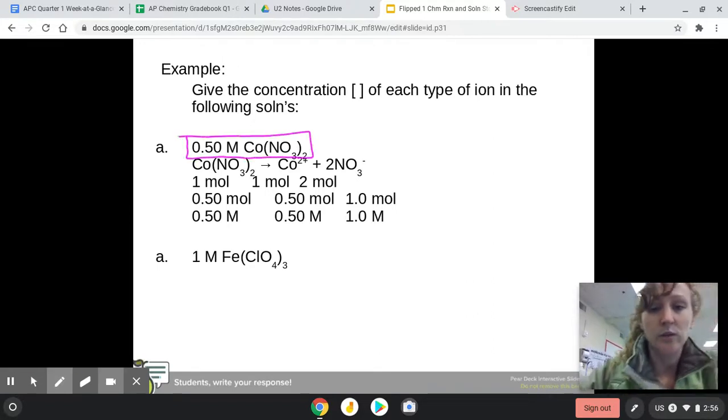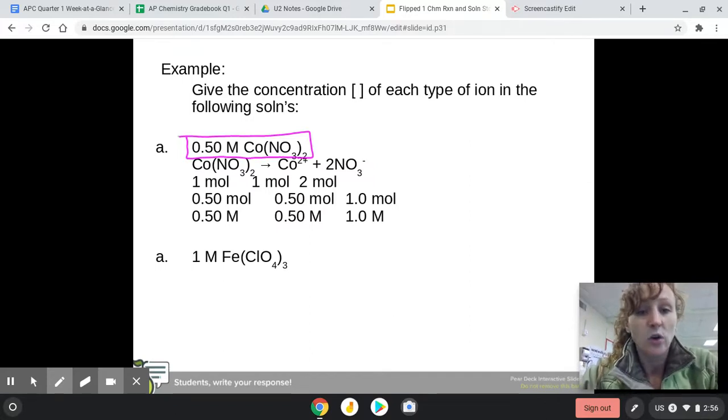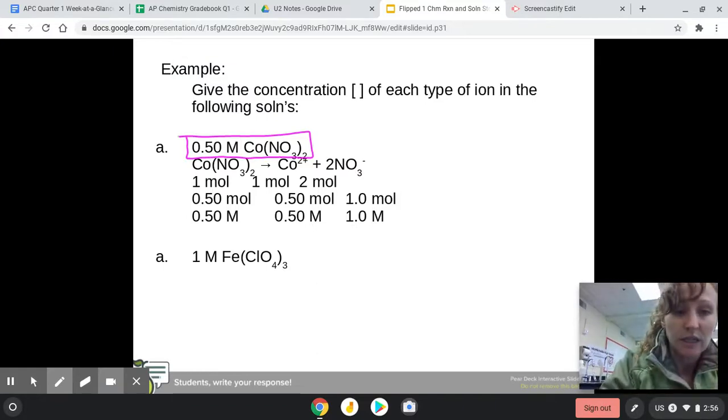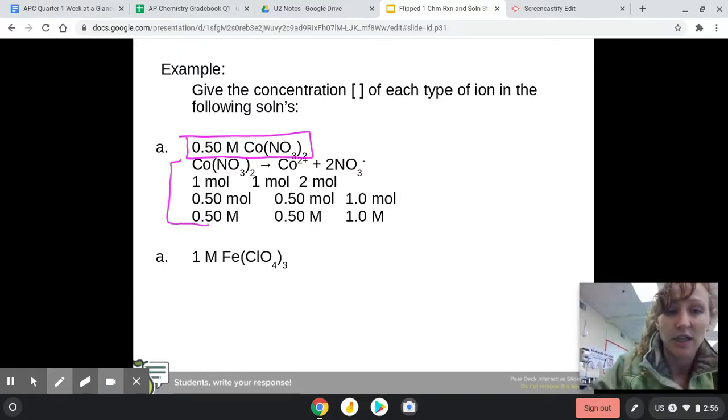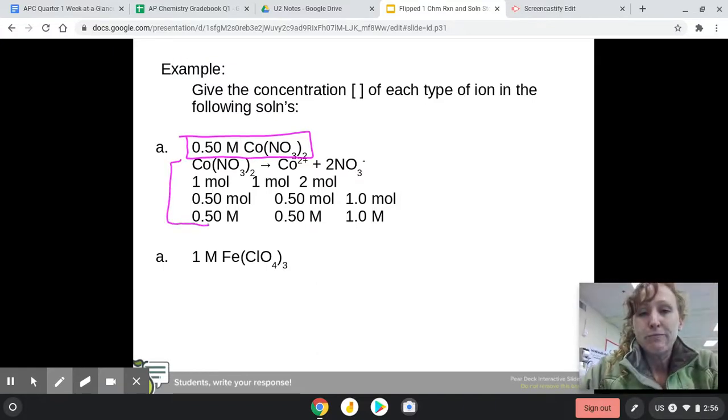It tells you what you started with. You started with 0.5 molar of cobalt 2 nitrate. Now, what they want to know is what they're communicating to you in this information here is one way of displaying information.